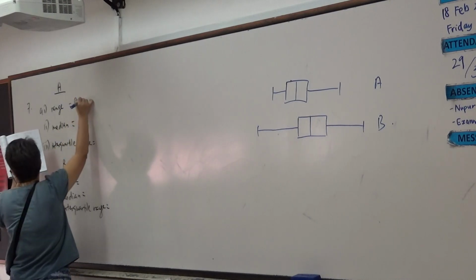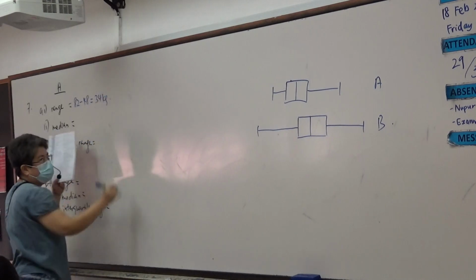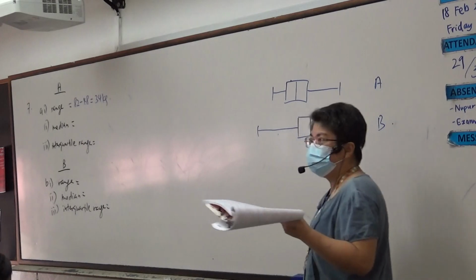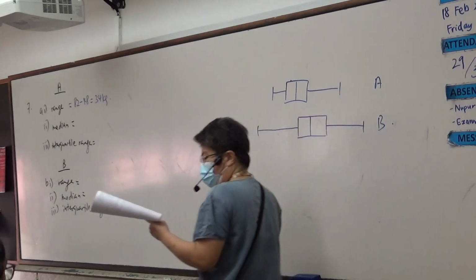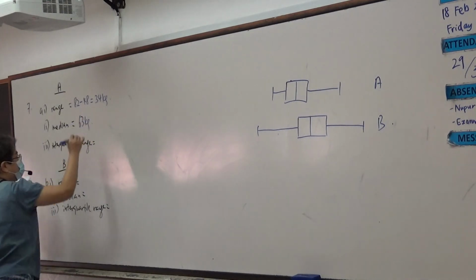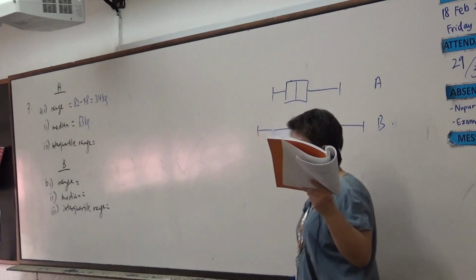82 minus what? 48. Do you get the 34 kilogram? This one must get full marks. Okay. What is the median? 63 kilogram. Do you get it? Yes.